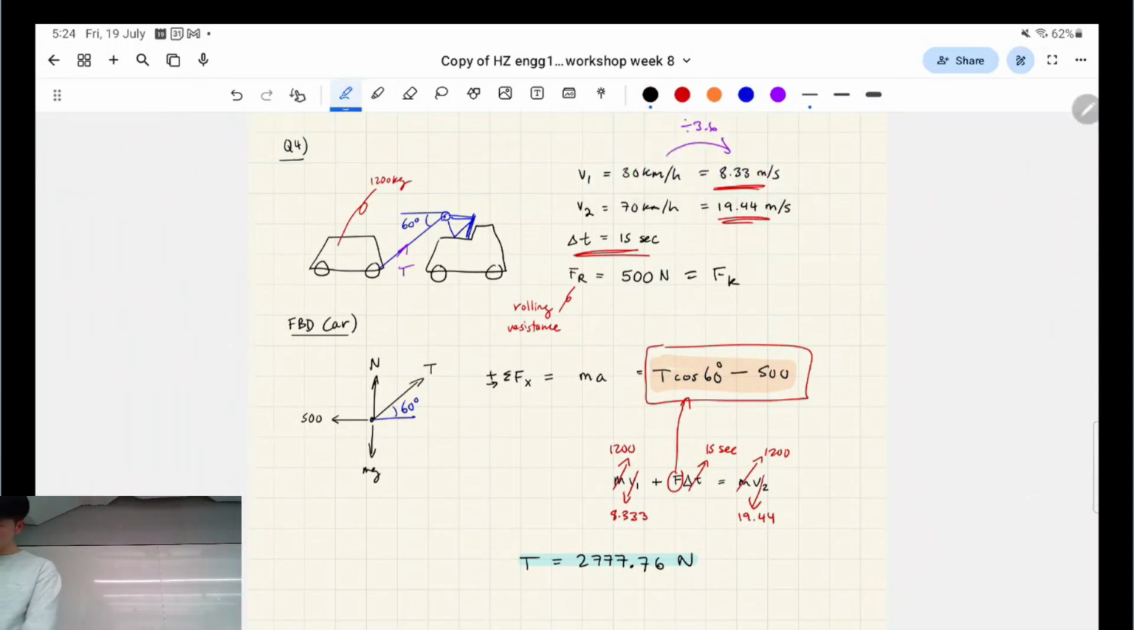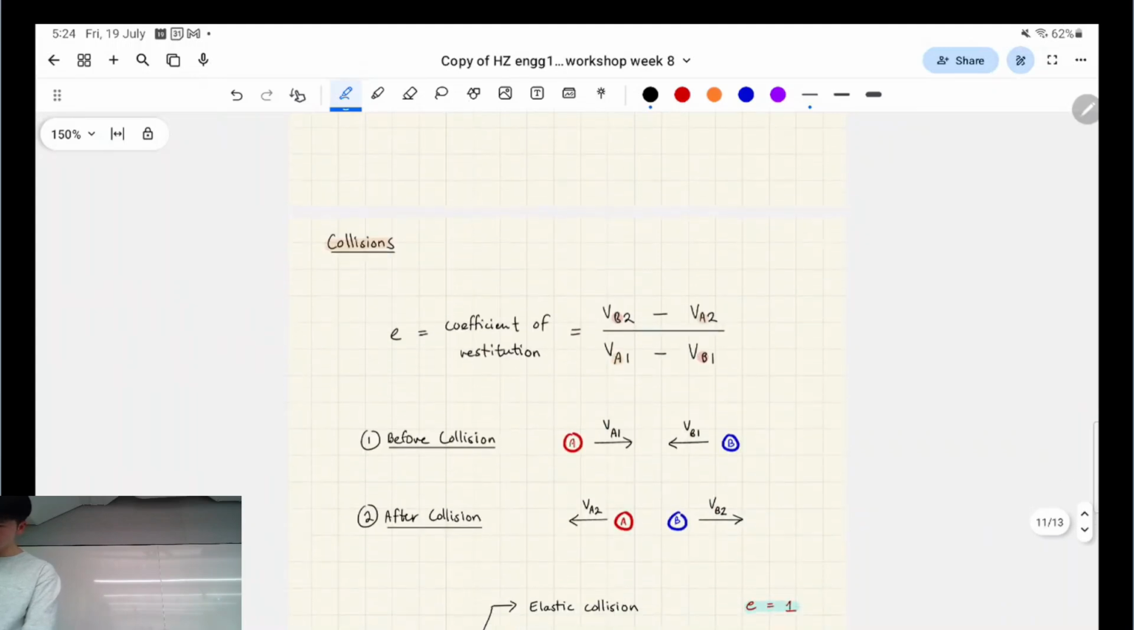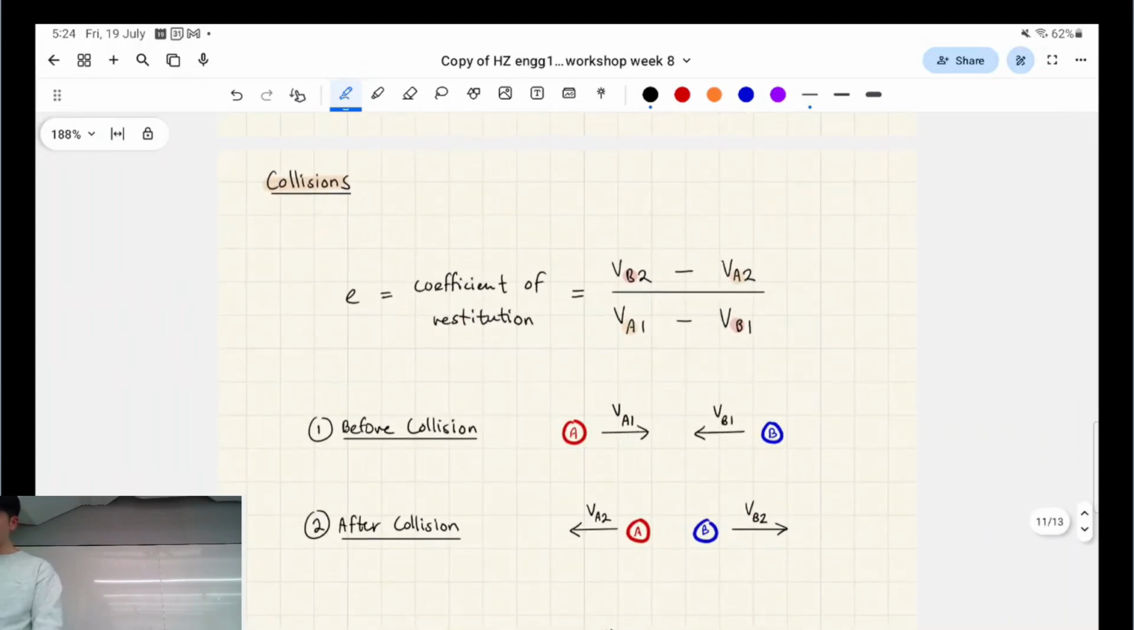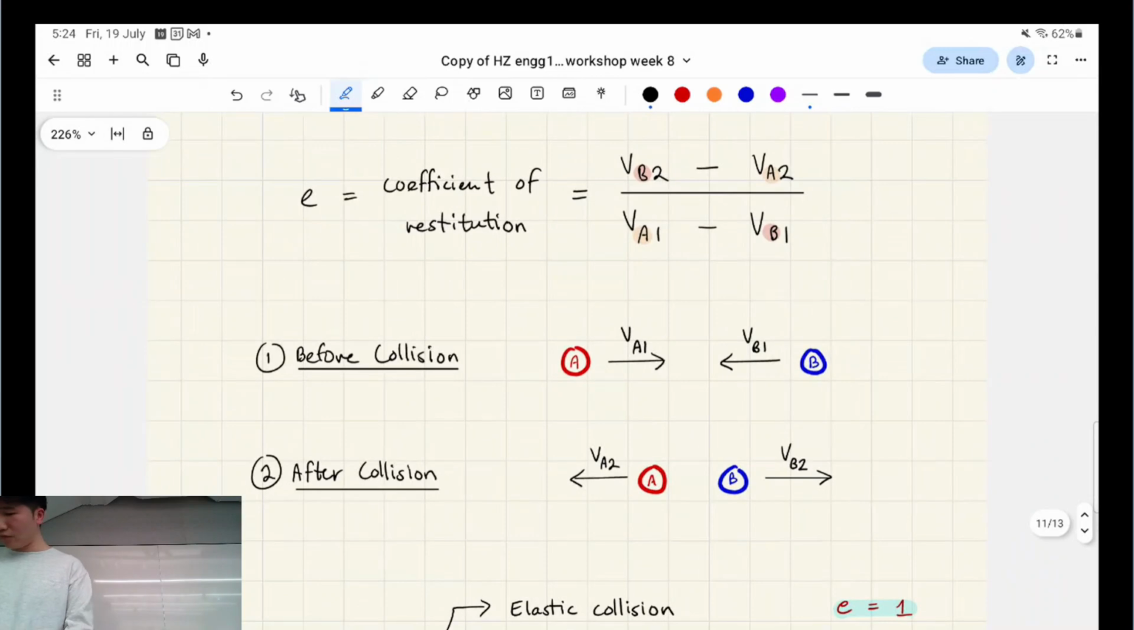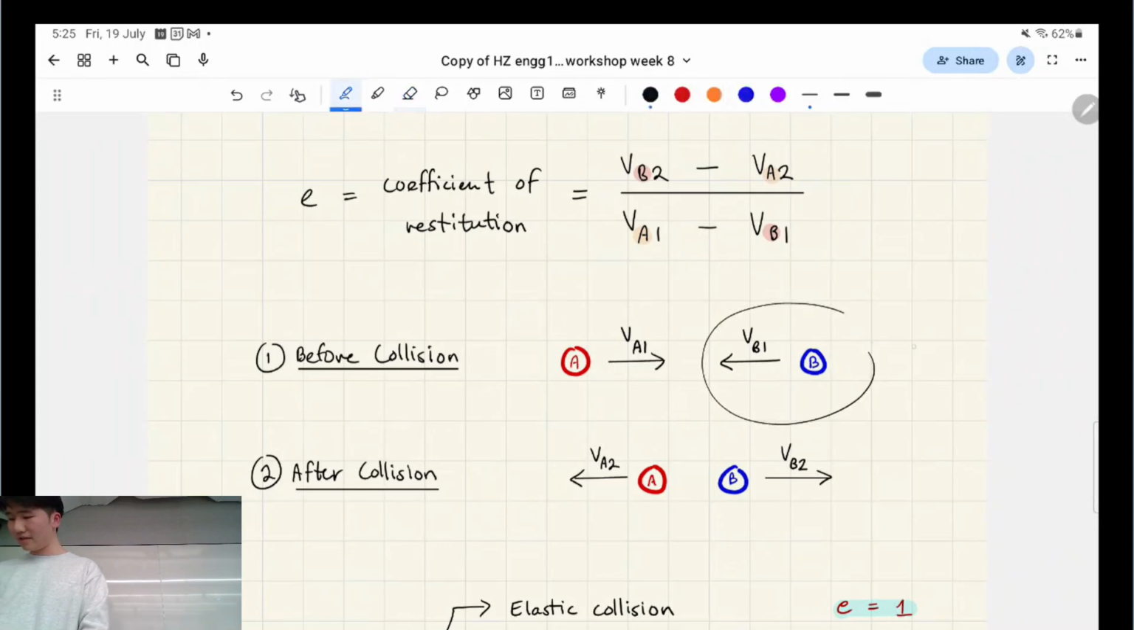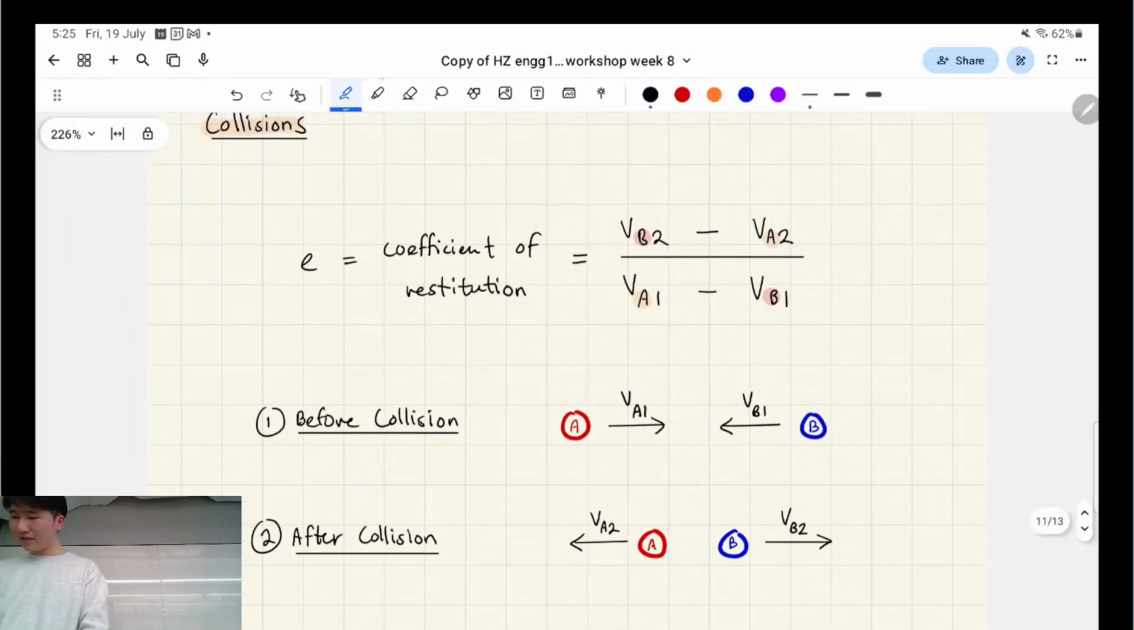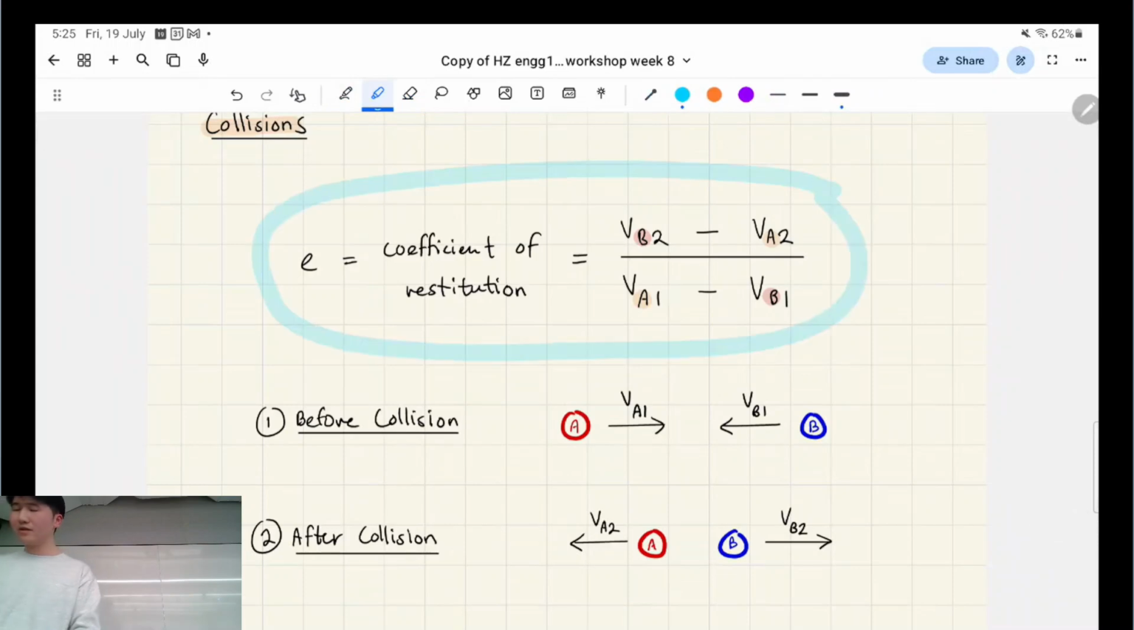Cool. All right, so now we'll talk about collisions, right? So again, we've been talking about, let's say, two balls colliding, right? And then we can look at the state 1 and 2, right? Where state 1 is before the collision in this case, and state 2 is after the collision, right? And we've called the objects A and B, and this is the notation that we've been using. Basically, we have this new kind of ratio called the coefficient of restitution.